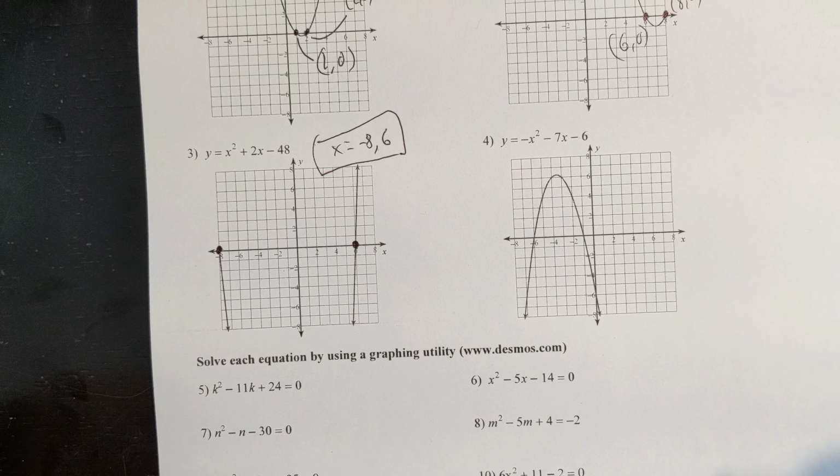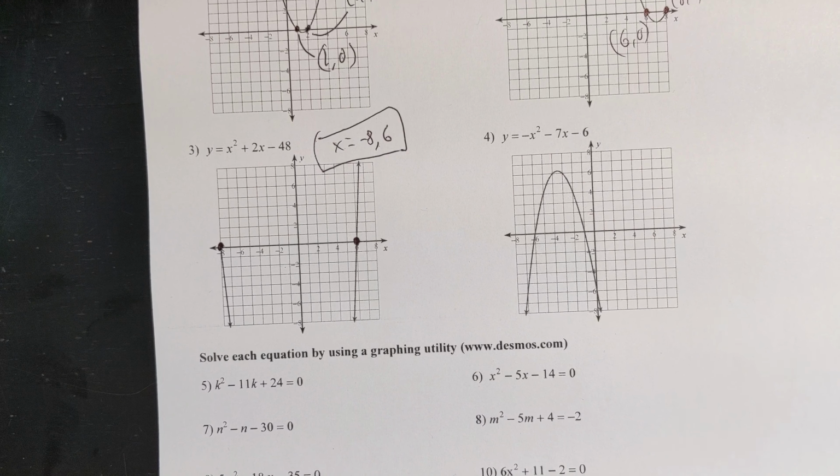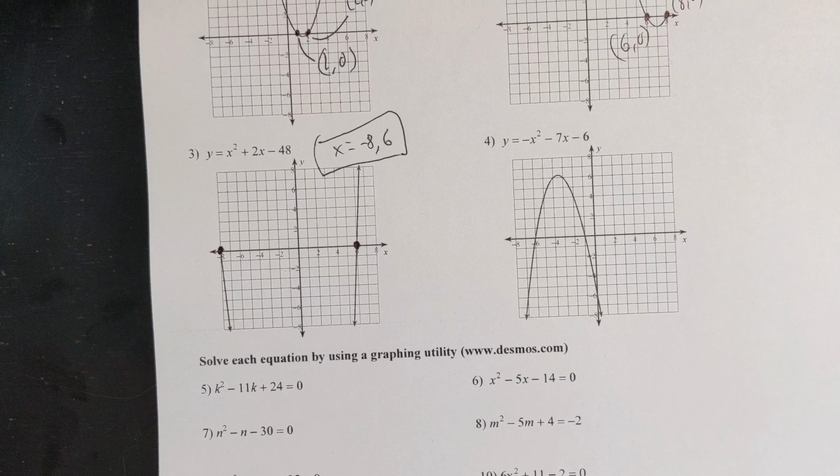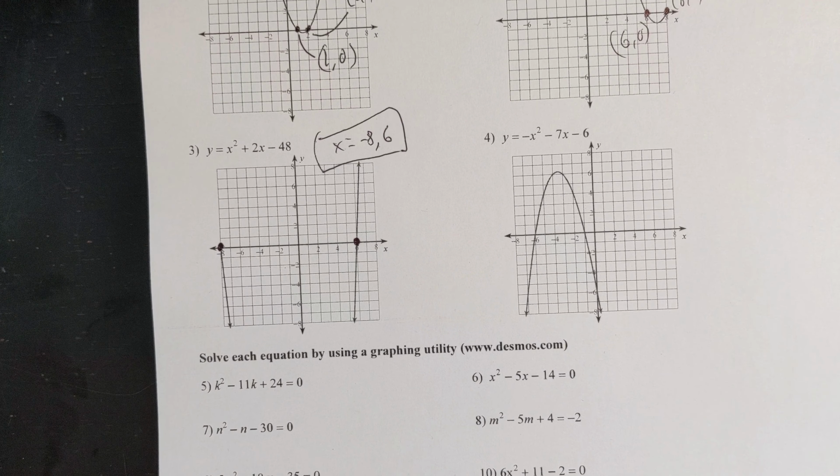Those solutions in a graph could be called the roots, or they could be called the x-intercepts. Those are all the same points. They're just using them in different ways.